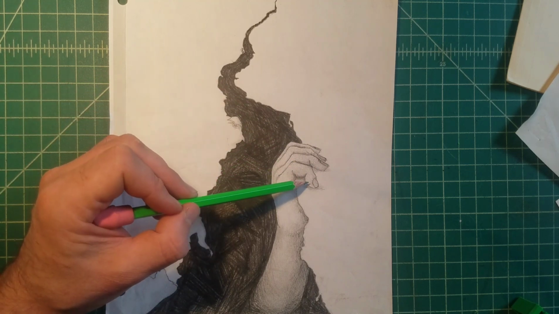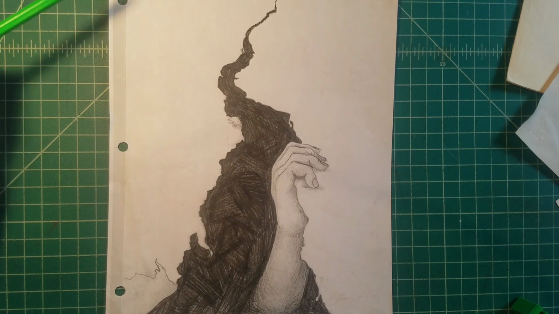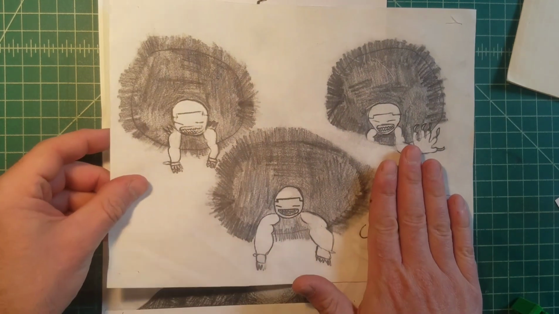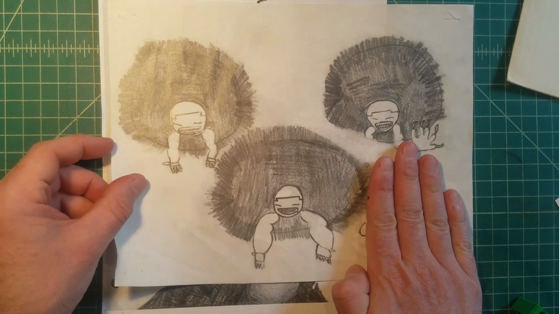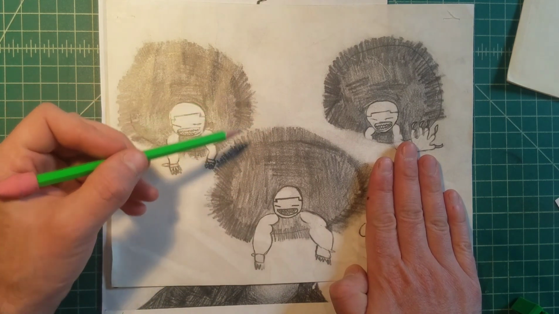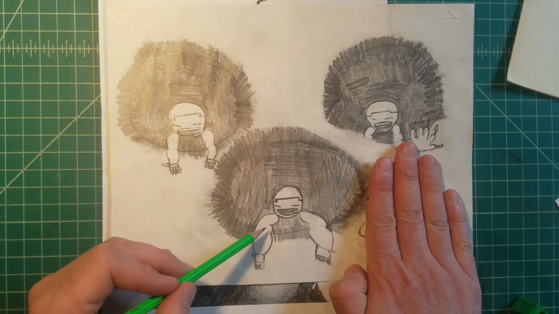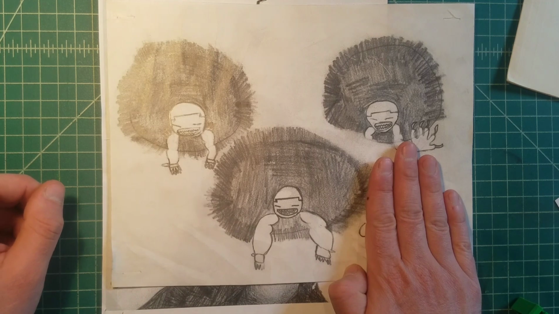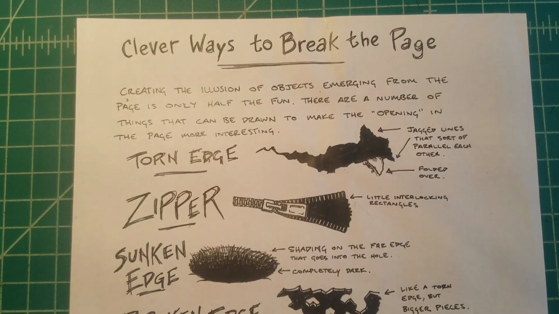So that overlap we just talked about is another trick to create that illusion of depth. Here's a drawing from a student of mine where they did the same thing. I'm covering their name for anonymity. They have dark holes that are coming through the paper, and through those holes, these figures are crawling out. They brought the arms over to further sell the illusion of depth. Clever ways to break the page.